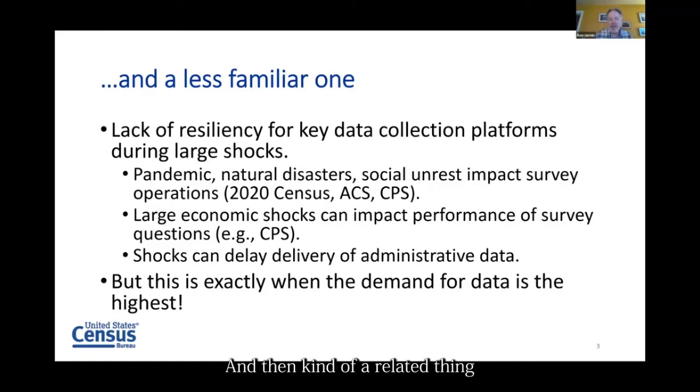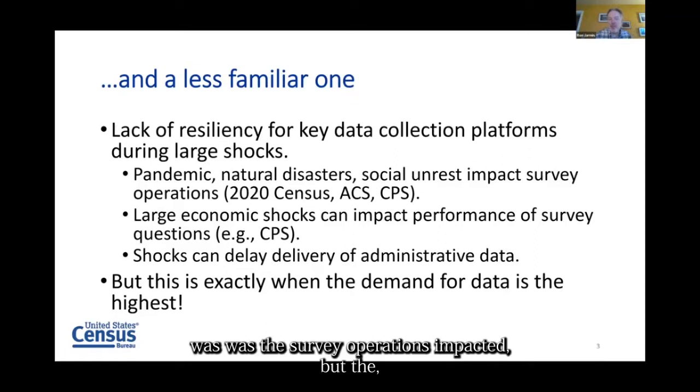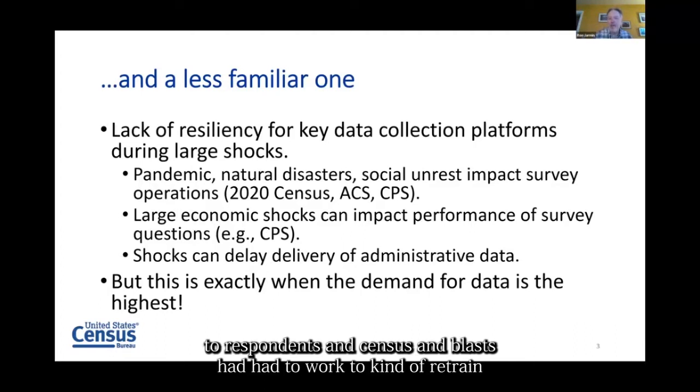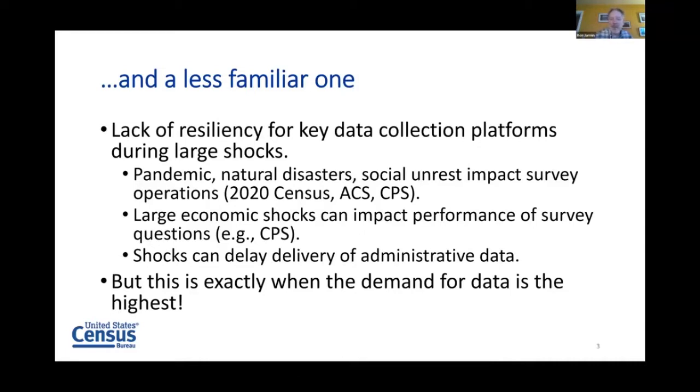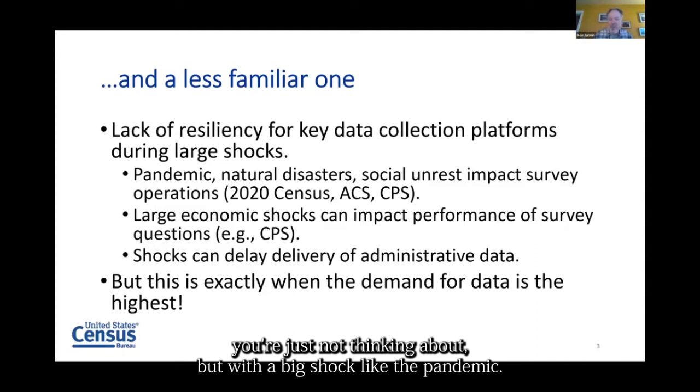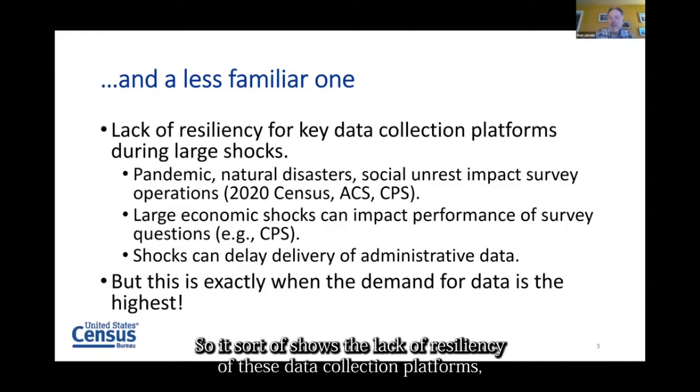And then kind of a related thing, with the CPS, not only was the survey operations impacted, but we had some issues with looking at employment, with how the question was being delivered to respondents, and Census and BLS had to work to kind of retrain interviewers and stuff like that. So it's just these types of things that in normal times you're just not thinking about, but a big shock like the pandemic shows the lack of resiliency of these data collection platforms.